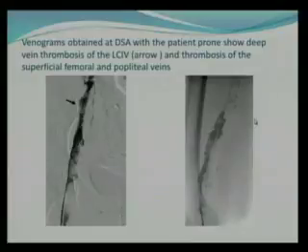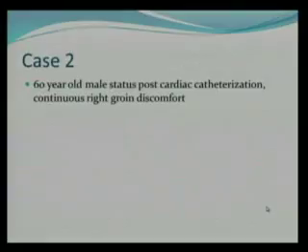So these are just the venograms that were obtained in the patient in the prone position to show the venous thrombosis of the left common iliac vein, which is the arrow there, and thrombus of the superficial femoral popliteal vein. So they're just telling you that there was a patient who had May-Thurner syndrome, and they did the venogram, and there were multiple thrombi which extended all the way from the common iliac vein down to the popliteal veins.